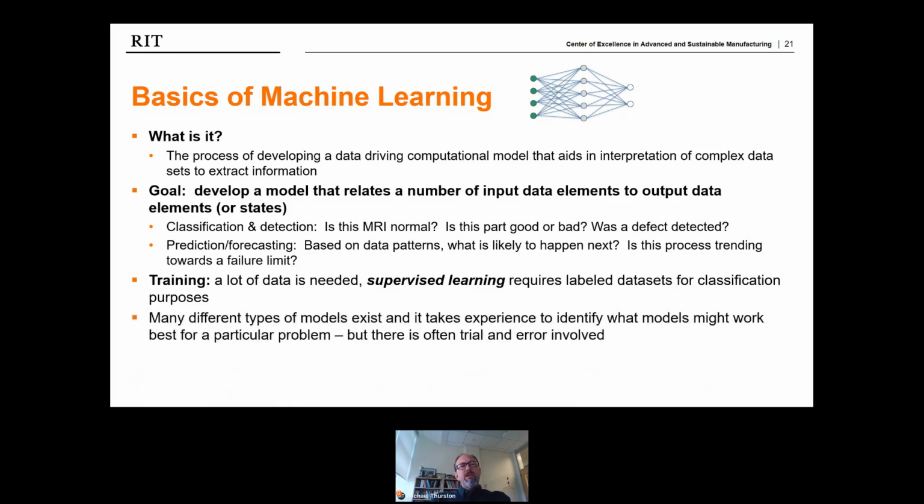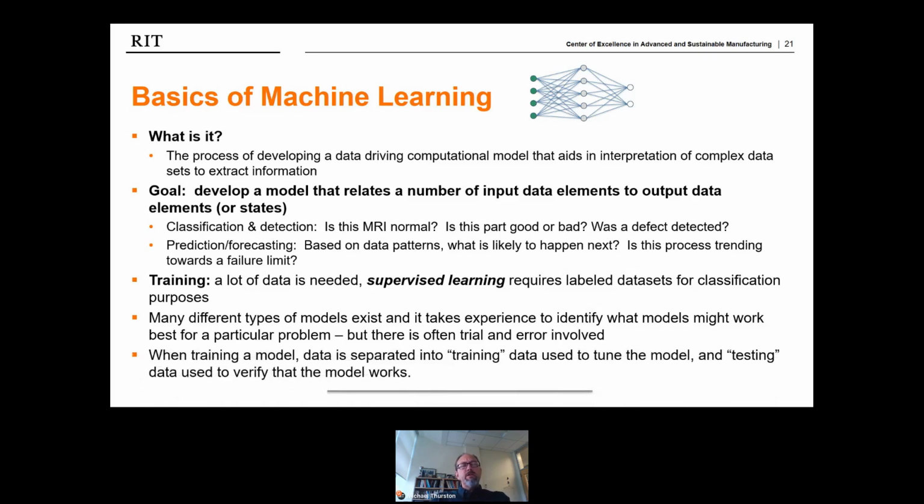Another aspect of machine learning is that there are many different types of models, and it takes a fair amount of experience to identify what models might work best for a particular problem. But even for an experienced analyst, there's still quite a bit of trial and error involved. Thankfully, with the modern machine learning tools we have today, that trial and error can be done very quickly, and an experienced analyst can go through different model types and determine which one works best for a particular problem fairly quickly.